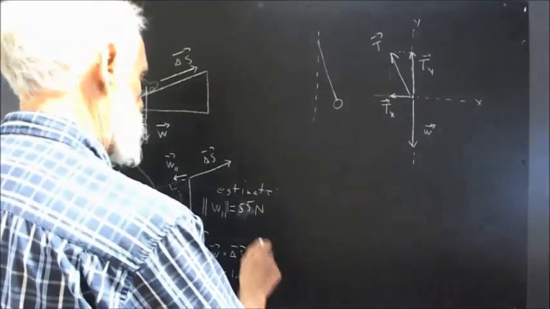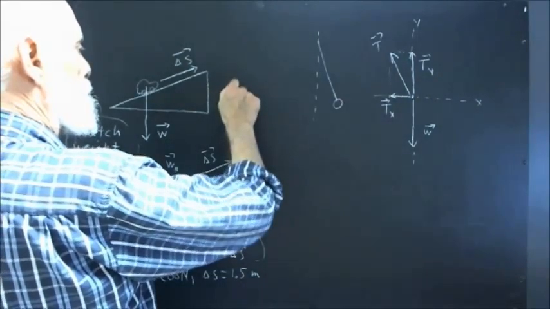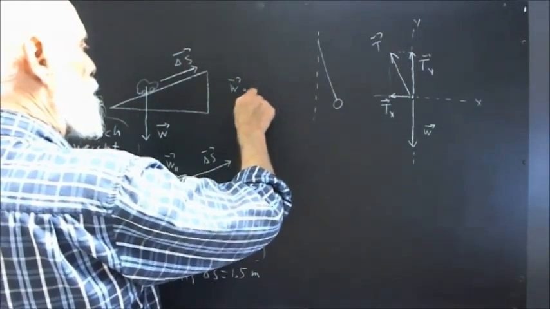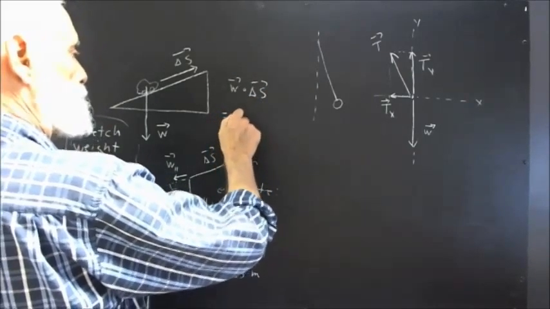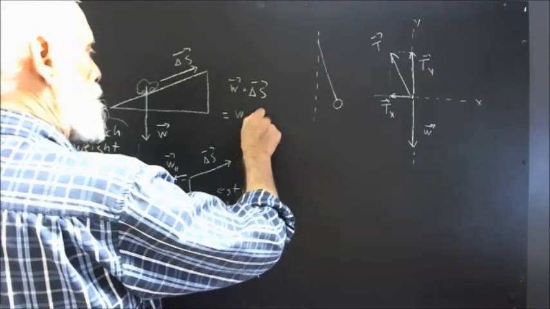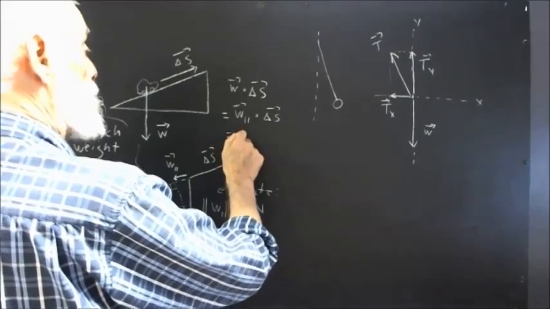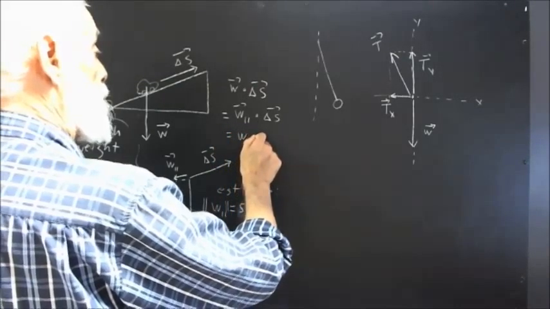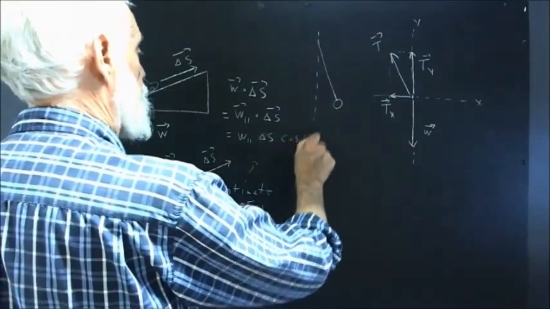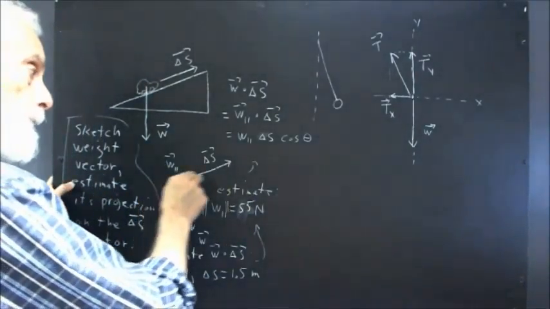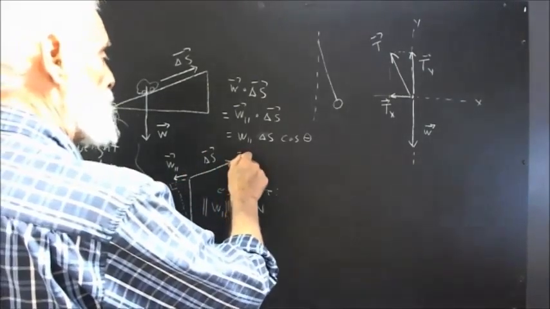Okay, so from this picture we get this, and from this we're going to get W dot delta S equals W parallel dot delta S, which equals the magnitude of W parallel times the magnitude of delta S times the cosine of theta, where theta is the angle between W parallel and delta S.